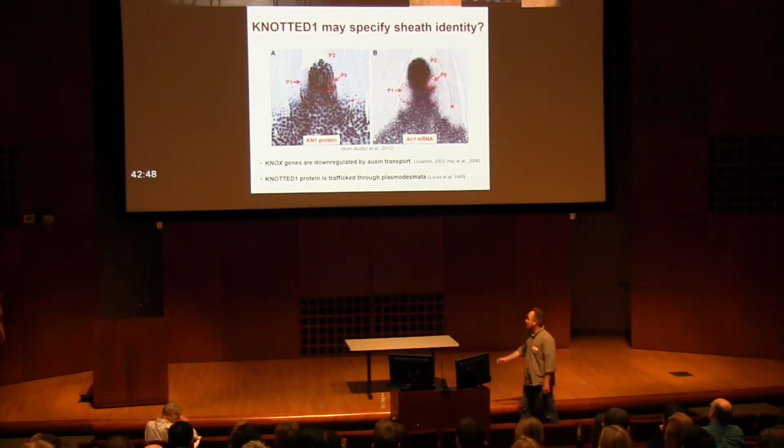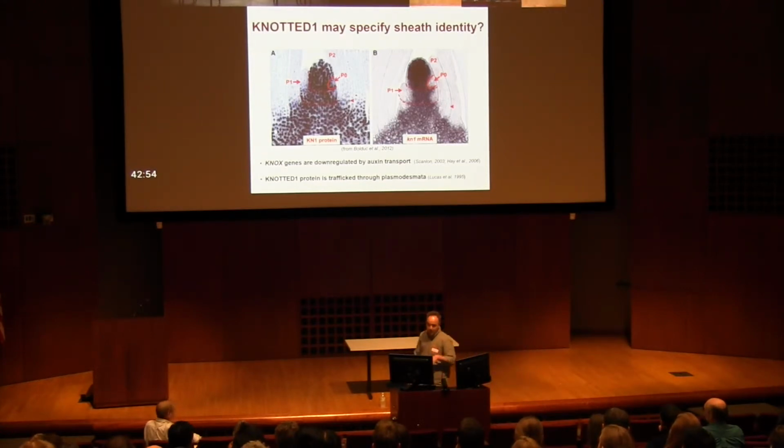So Sarah thinks this is going to be pre-sheath. The sheath is very much unelaborated at this stage of development early on. It elaborates last, the last part of the leaf to grow. So that makes sense. So she thinks that knotted specifies sheath.